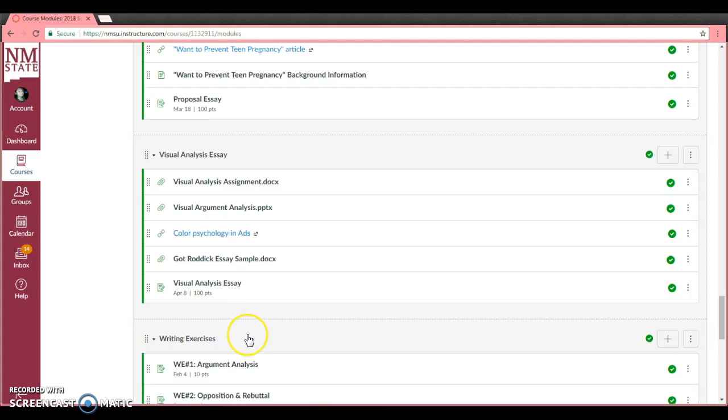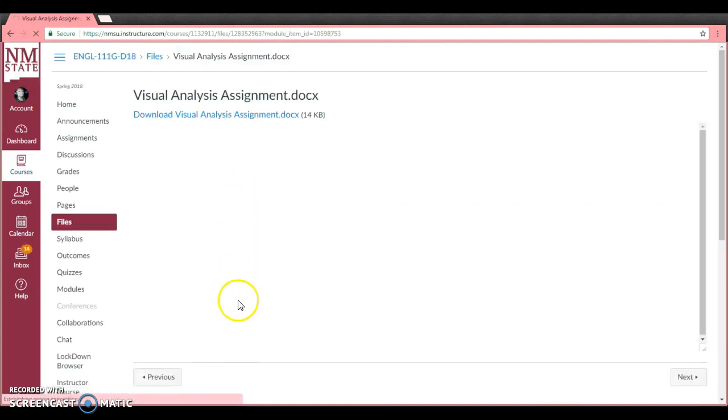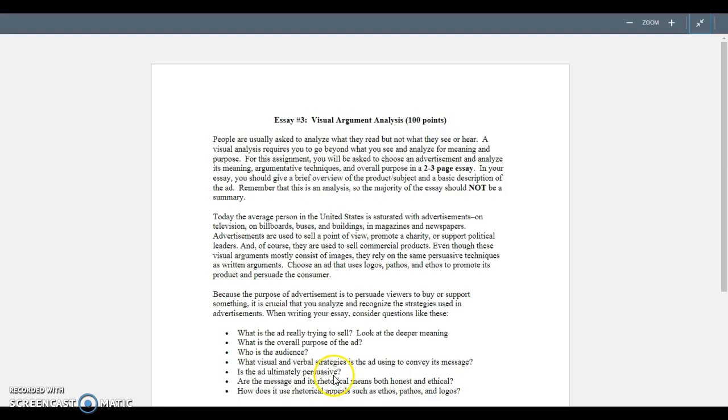Hi class, I wanted to go over the visual analysis essay, and for detailed instructions you can go ahead and look at the visual analysis essay module. The first file is actually the instructions, which are also posted under the assignment. Here we have the instructions.